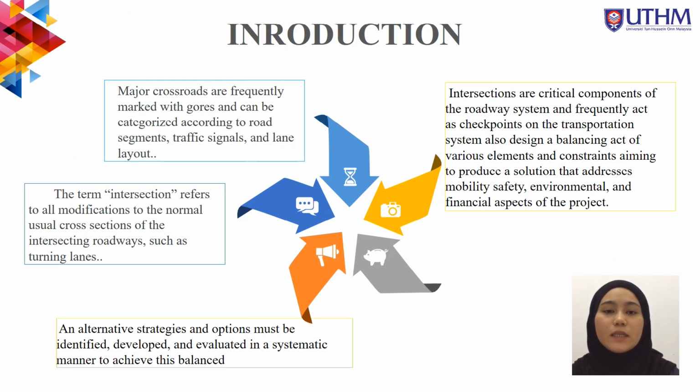Okay, our case study is about an intersection, which is also known as an at-grade junction. It is a junction where two or more roads come together. Major crossroads are frequently marked with signs and can be categorized according to road segments, traffic signals, and the lane layout. The term intersection refers to all modifications to the usual cross-sections of the intersecting roadways.